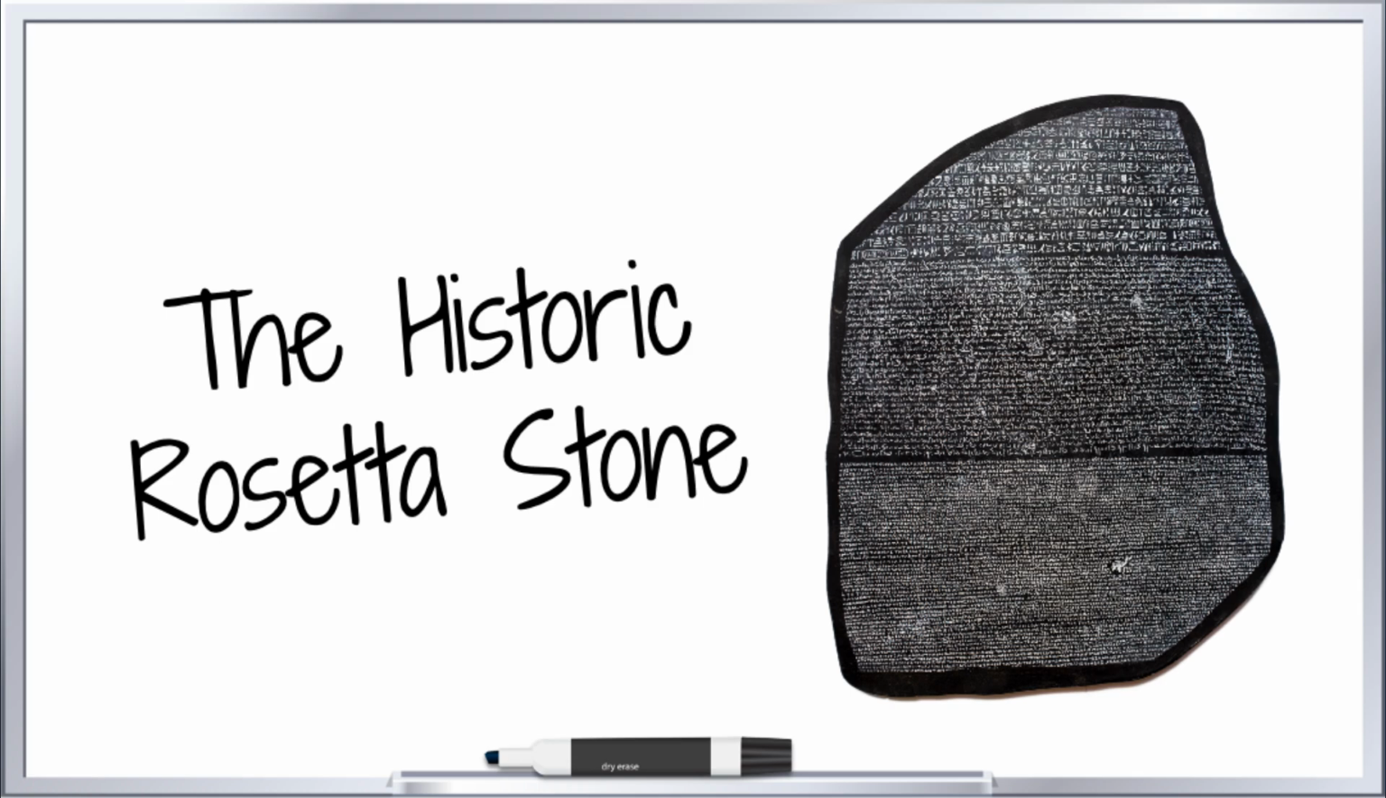As you may recall from your history lessons, the historic Rosetta Stone is an ancient Egyptian artifact on which the same information is inscribed in 3 languages. Those 3 languages are Egyptian hieroglyphs, Demotic, and Greek. The discovery of the historic Rosetta Stone allowed anthropologists and linguists to decode the language of Egyptian hieroglyphs for the very first time in history.